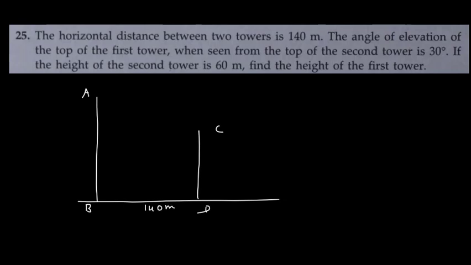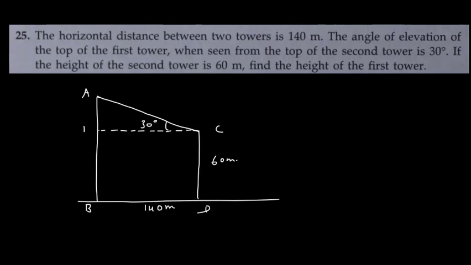The angle of elevation of the top of the first tower when seen from the top of the second tower. From this second tower, when I see the top of the first tower, then this angle of elevation I get 30 degree. If the height of the second tower is 60 meter, now this height is given 60 meter, I have to find the height of this first tower.